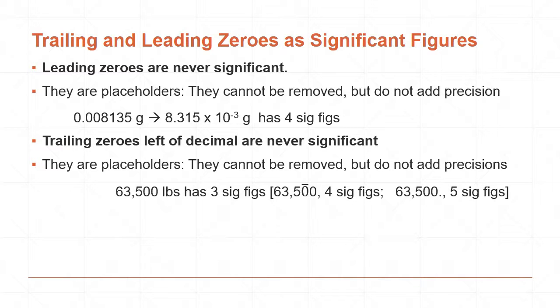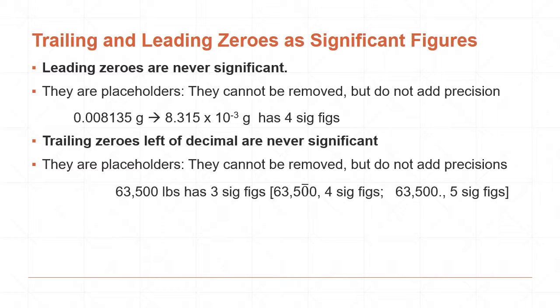Let's talk about the case of trailing zeros. Now here there's 2 cases. The trailing zeros may be left of the decimal. An example would be something like 63,500 pounds. And trailing zeros left of the decimal, again, are never going to be significant.